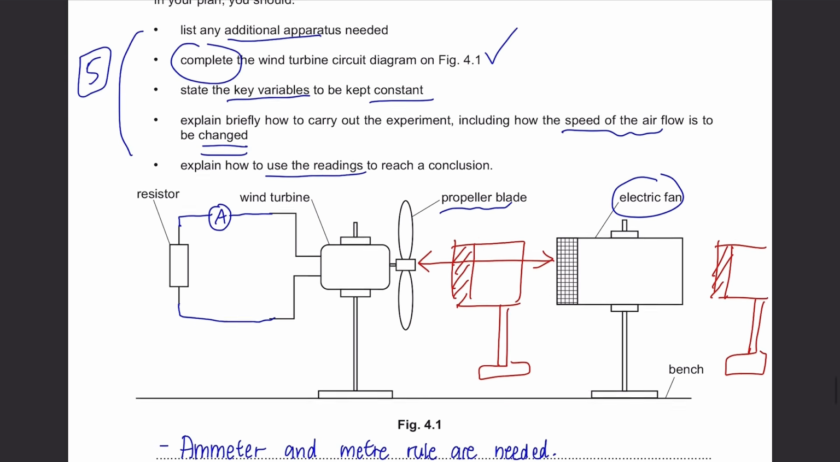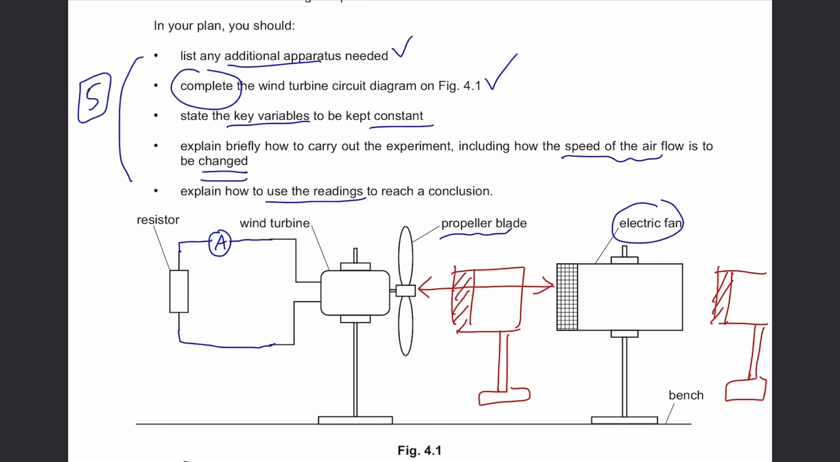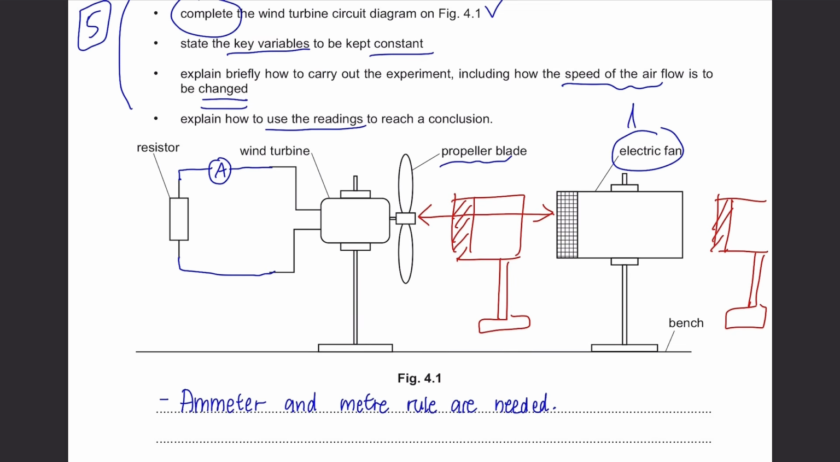Then the key variables to be kept constant. Since we're just varying the distance between the propeller blade and the electric fan, the speed of this electric fan should be the same. So you cannot have lower speed and higher speed at the back here. The speed should be constant. Or you can say the height of this fan should be kept constant, because if it's smaller like this, it's going to blow like this, and you'll definitely have different results.